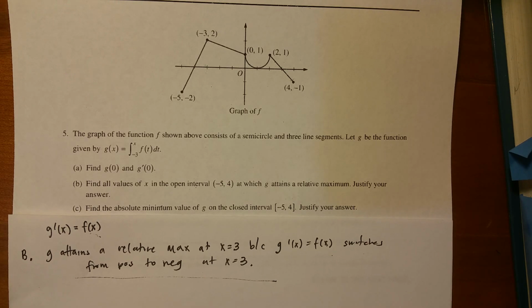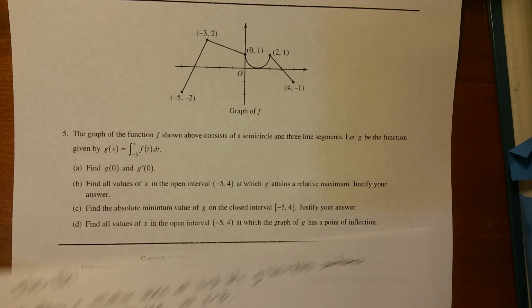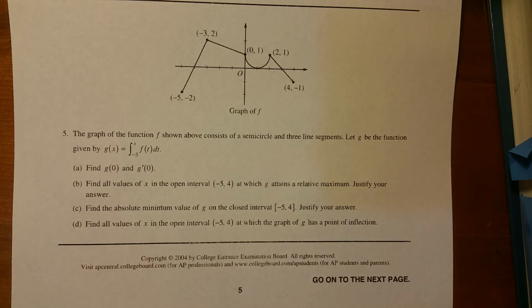Part C. Find the absolute minimum value of g on the closed interval -5, 4. Justify your answer. To find the absolute minimum value of a function, we must consider the relative minimums as well as the endpoints, and test these values in function g and compare the resulting values. From the resulting values, the smallest value will be the absolute minimum.